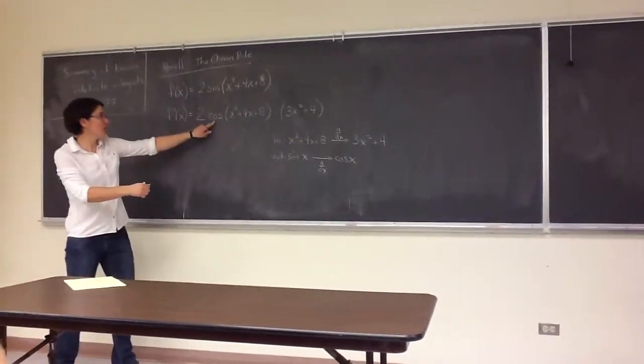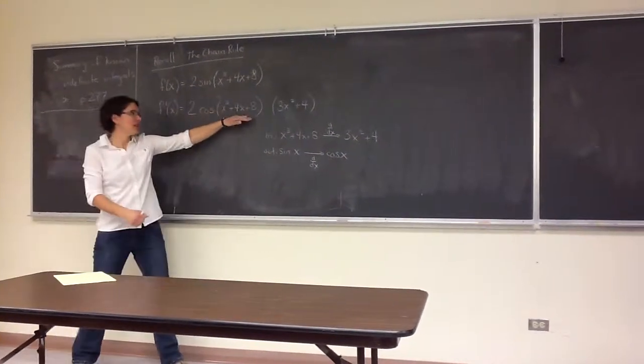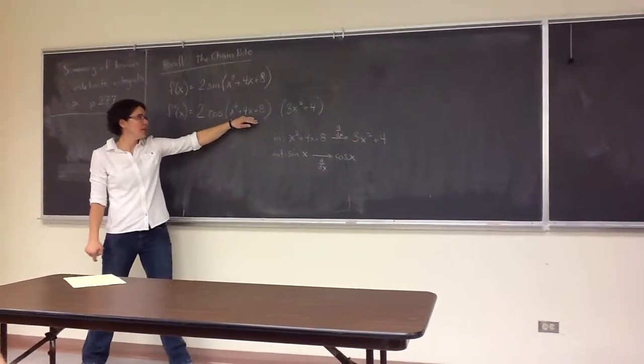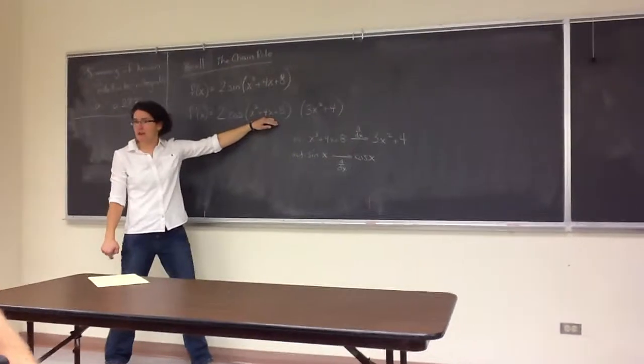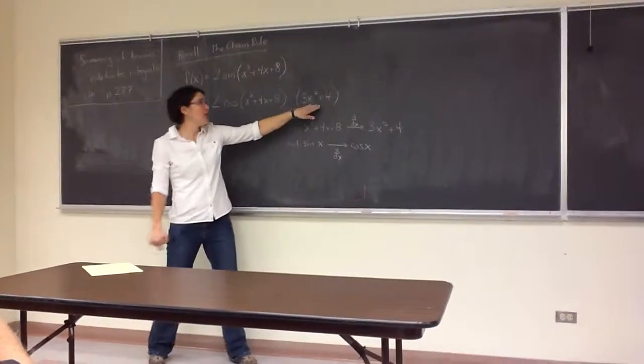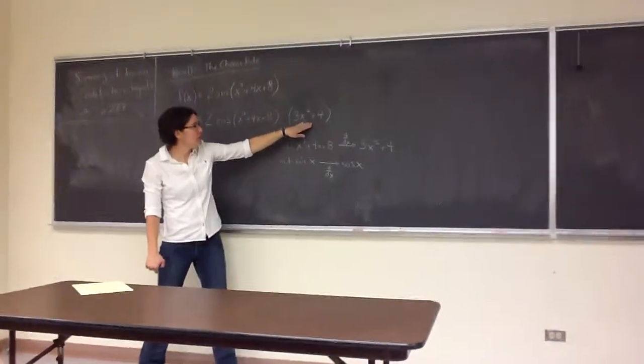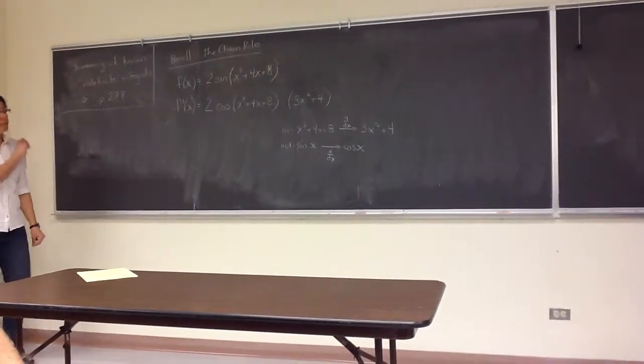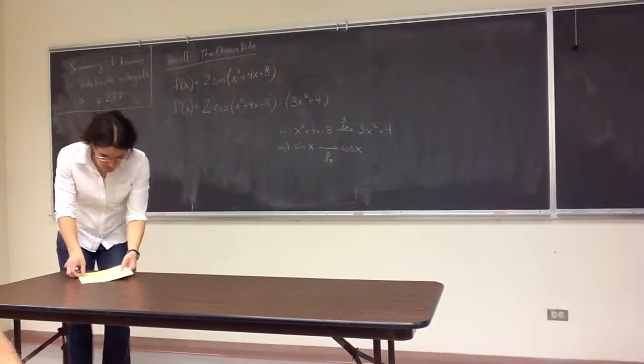So I've got the derivative of the outside, cosine, keeping the inside the same, copying down x cubed plus 4x plus 8. So cosine of all the inside stuff times the derivative of the inside. So the derivative of the inside is 3x squared plus 4, and that 3x squared plus 4 I need inside parentheses. Okay, so that's our chain rule. Any questions about that?